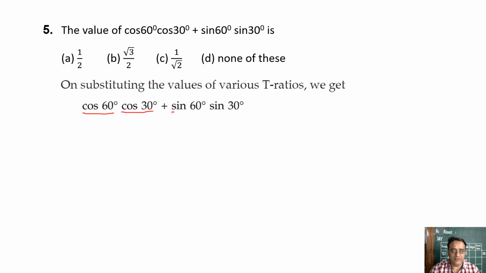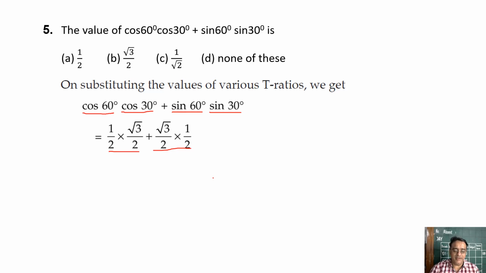Root 3 by 2. Very good. Sin 60 degree? Root 3 by 2. Sin 30 degree? 1 by 2. Very good. Now see, after substituting, this will become root 3 by 4.